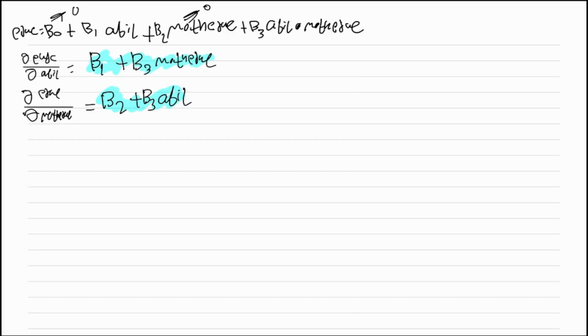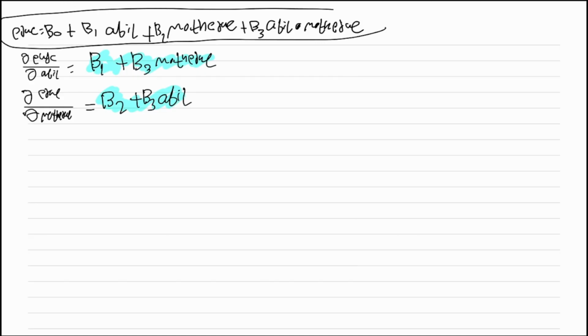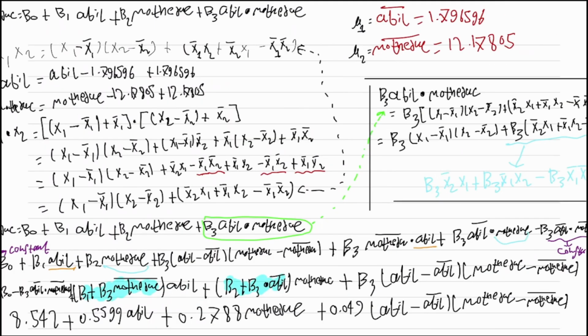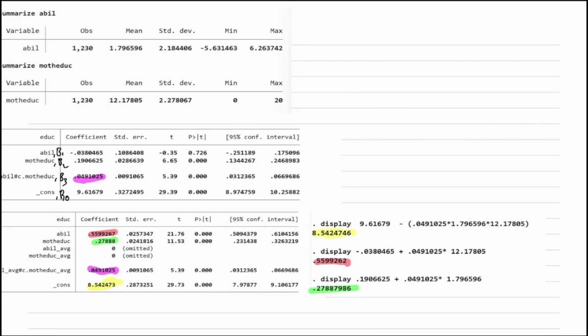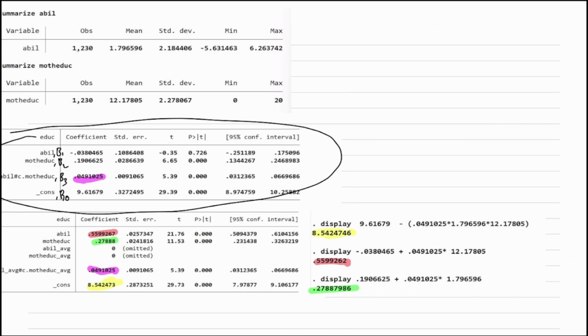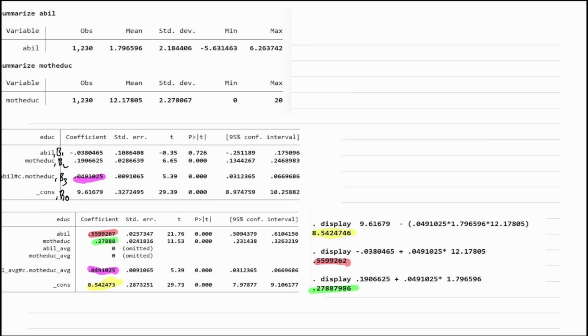And let's explain now. Let's take this example, this equation. I have ability, I have mother education here, and I have the interaction of mother education with ability. So I went to Stata and I did the regression, and this is my result. But because we have the interaction, it's hard to interpret it. So we will do algebraic manipulation to kind of remove this effect.